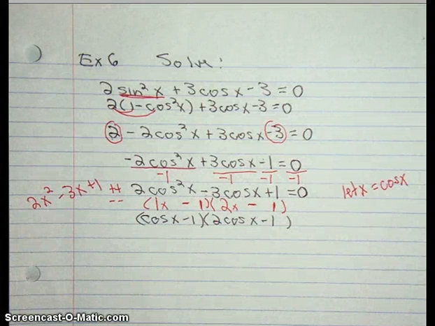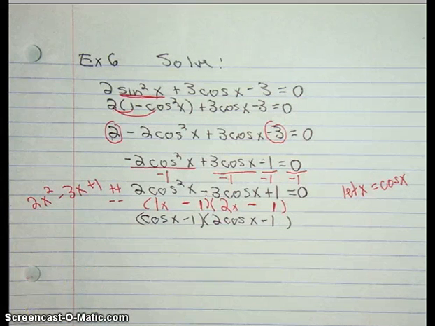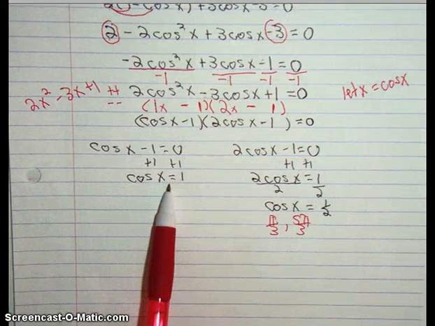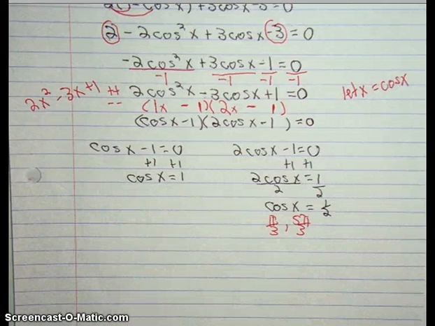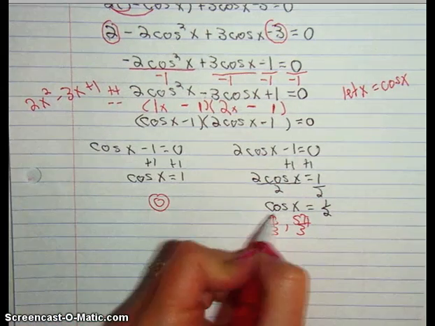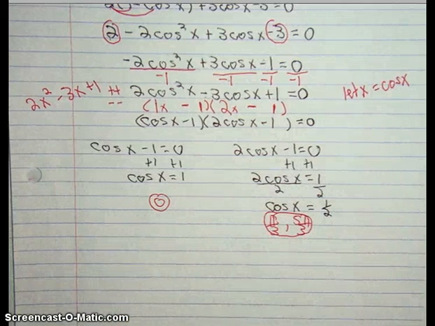Okay, this could be 2 pi or 0. They want the very first solution that would be on the cosine curve. What would come first, 2 pi or 0? 0. So they want 0 as your other solution, okay? All right, last one.